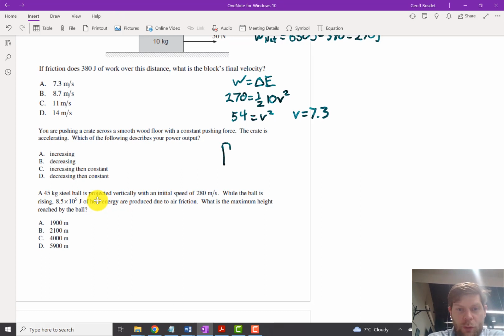One excellent power formula that's often overlooked for the next question is power is equal to force times velocity. If you're pushing a crate across a smooth surface, that's physics question code for basically frictionless.